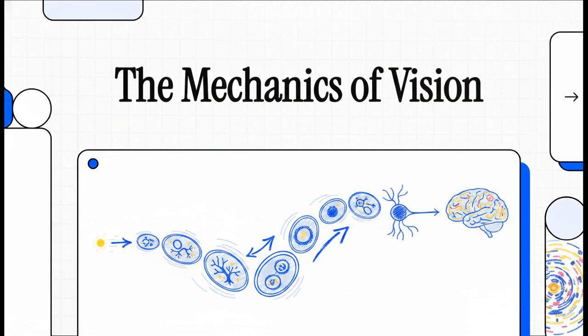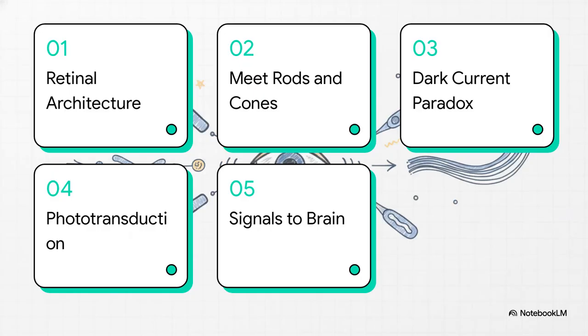It's this wild process where a single, tiny particle of light gets transformed into the rich, vibrant, moving reality that you're experiencing at this exact moment. Here is our roadmap for today. First, we'll orient ourselves with the architecture of the retina. Then we'll meet the true cellular stars of the show, the rods and cones. After that, we're going to explore this totally mind-bending concept called the dark current paradox.